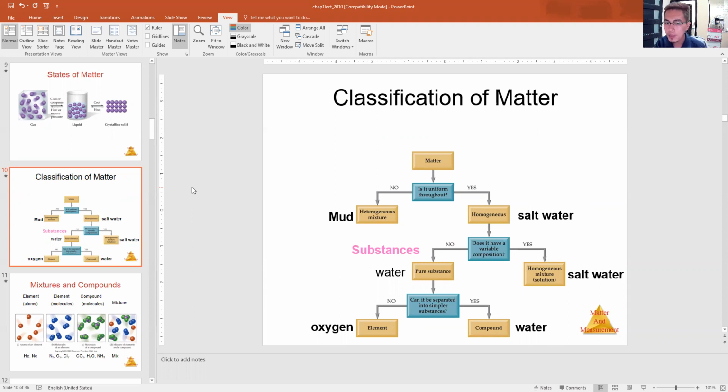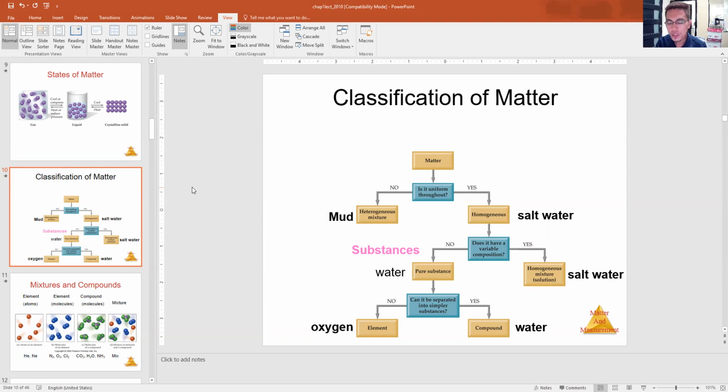So that's the heterogeneous endpoint. But for homogeneous, the question is, does it have a variable composition? If the answer is yes, then the homogeneous mixture is a solution. If the answer is no, then it's a pure substance. For example, water. On the other side is salt water again.